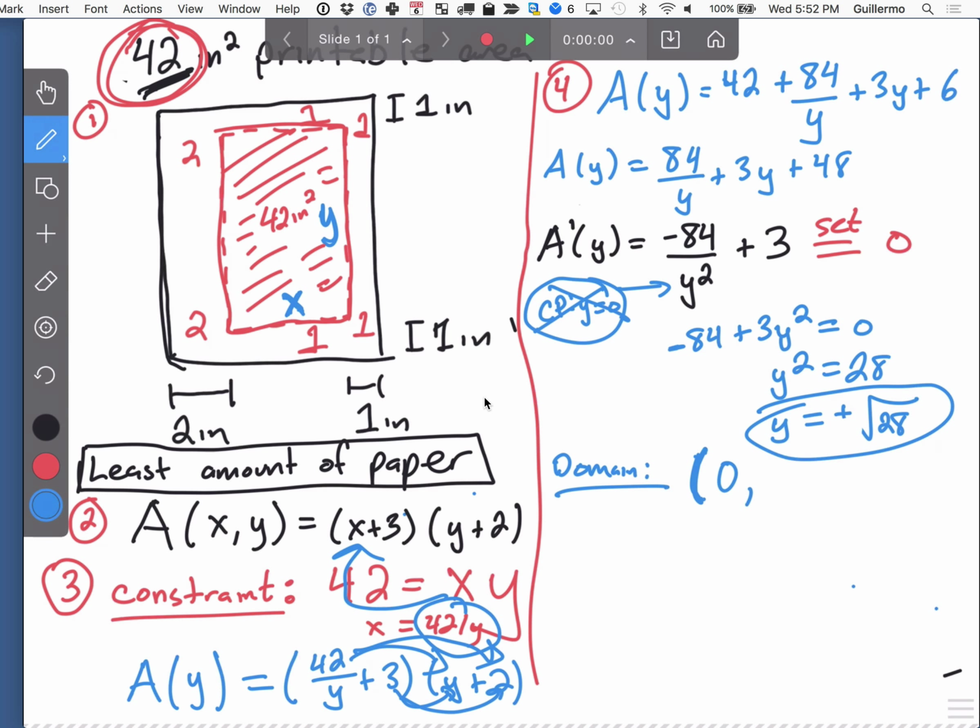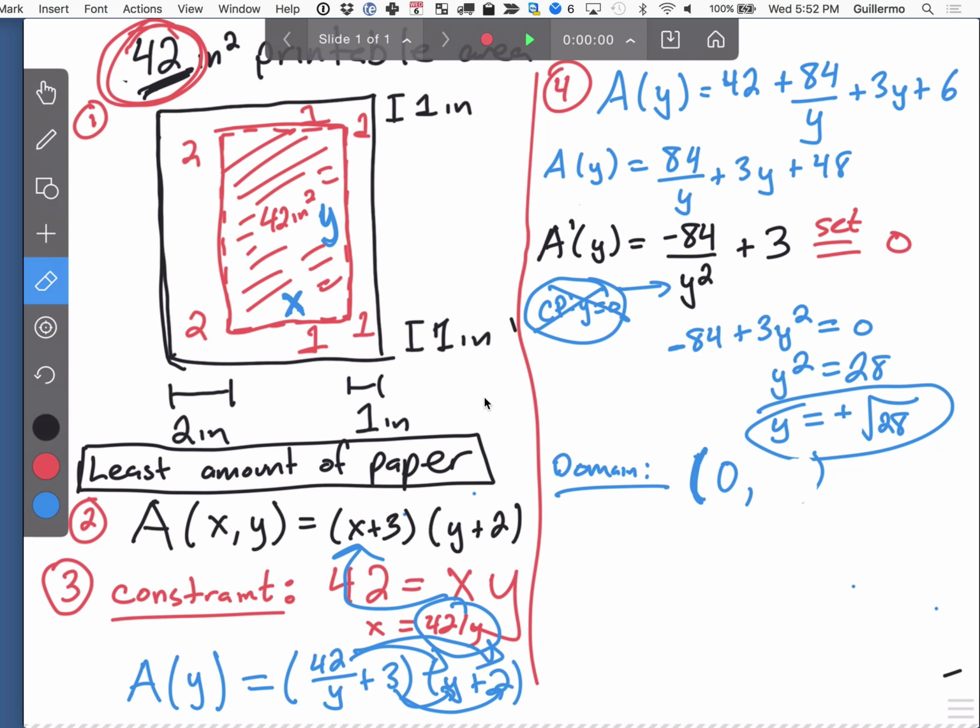41. Almost, because y is the length of the printable area. So you need the margins, right? So it would be 21 minus the margins, right? So 19. Is that right or no? Why was it 21? Because almost all of it? Almost all the 42? 42 squared. Yeah. Sorry, no, you're right. Wait, hold on.